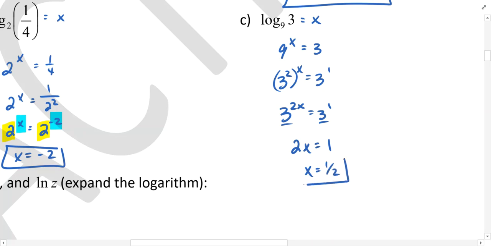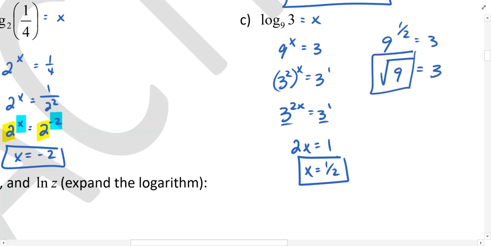therefore x is equal to 1/2. And hopefully that answer makes sense, because 9 to what power is equal to 3? Well, 9 to the 1/2 power equals 3, because remember, the 1/2 power is the same as a square root. So 9 to the 1/2 power means the same thing as the square root of 9, and of course the square root of 9 is indeed 3.